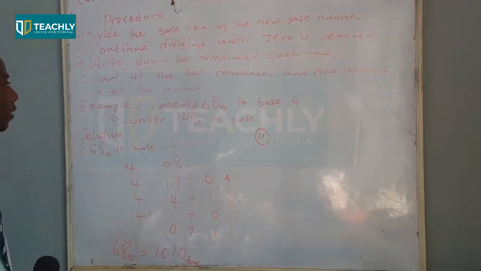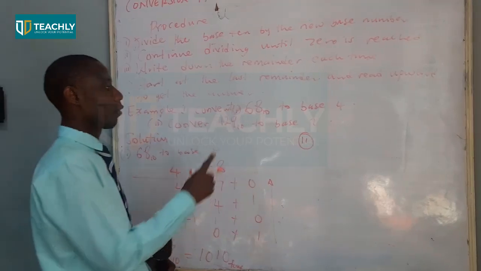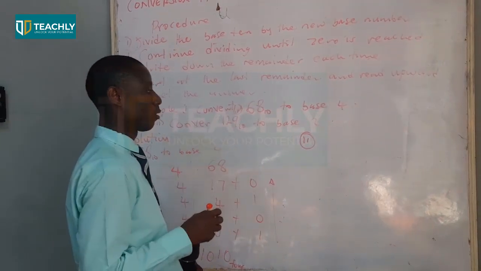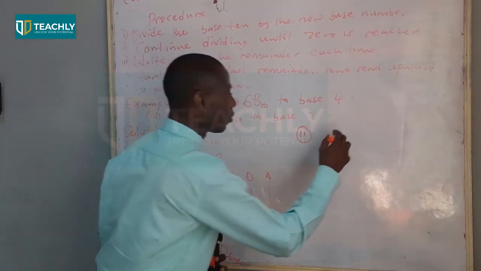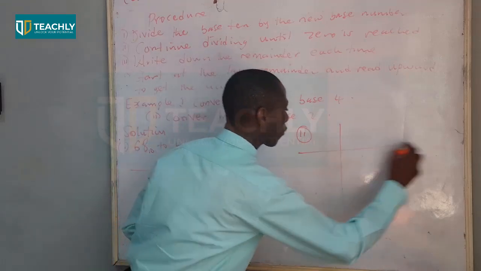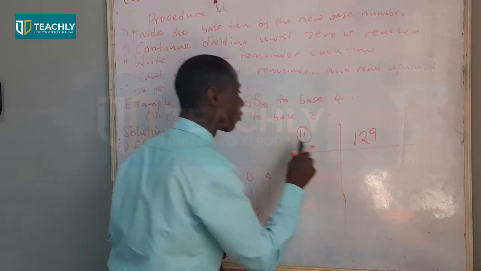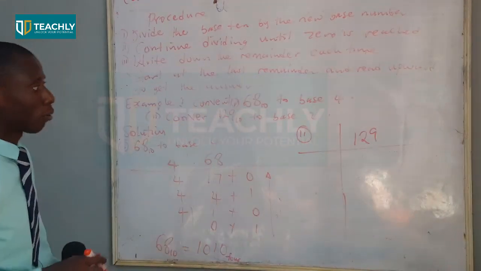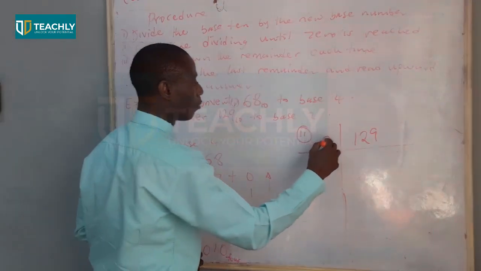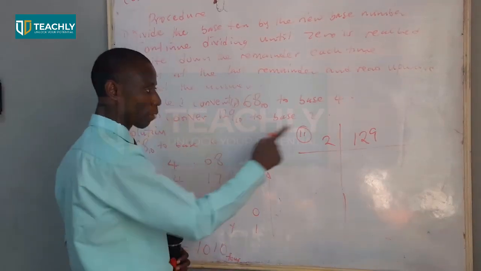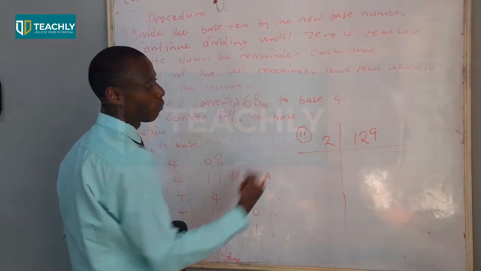We want to convert 129 from base 10 to base 2. How do we do it? Since we are converting to base 2, we are going to use that base, which is our new base, to divide. So we divide by 2 because we are converting to base 2.